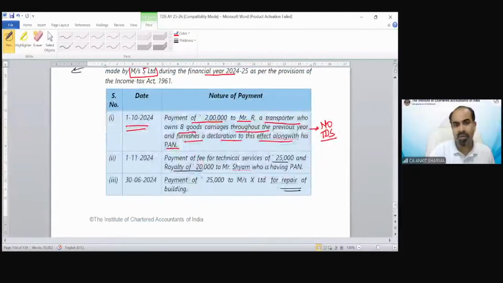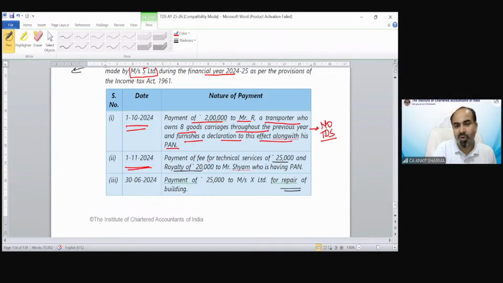TDS is a difficult chapter. Seriously. On 1/11/2024, and even if again I am saying, if you're thinking we are solving simple questions, no. These kinds of questions come in the examination. You can check the old examination papers and you will find the TDS questions are just like that.